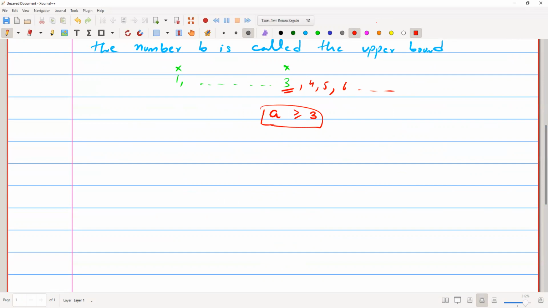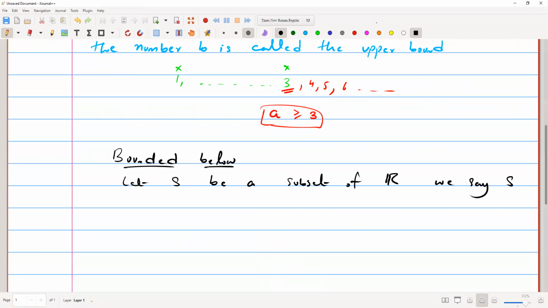Okay, now let's talk about set bounded below. So similarly, the definition is more or less the same. Let S be a subset of R, that is, real numbers.